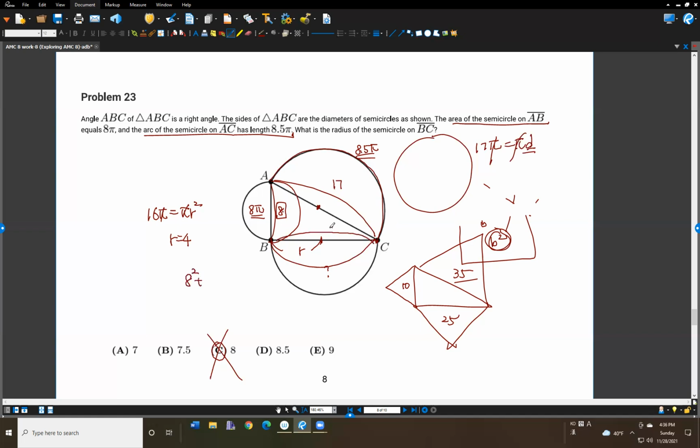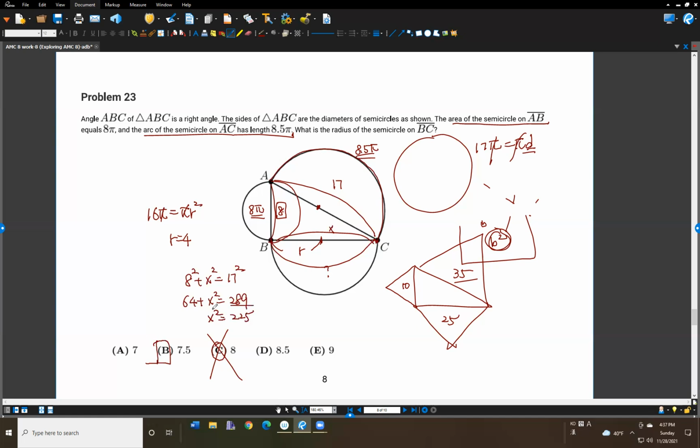This one I'm going to use x. 8 squared plus x squared equals 17 squared. 64 plus x squared equals 289. If you know the Pythagorean triplet, that is the easy way. 8, 15, 17, that is a Pythagorean triplet. So the answer is B. From here, x squared is how much?